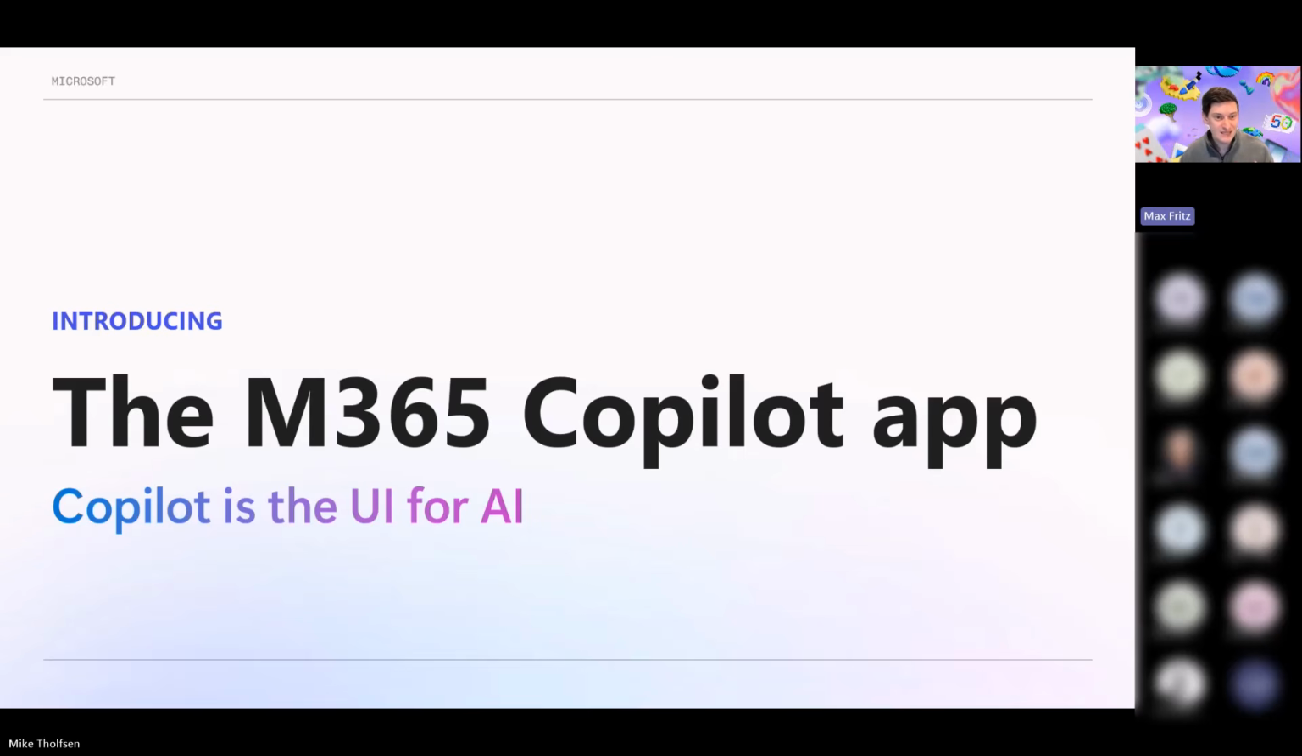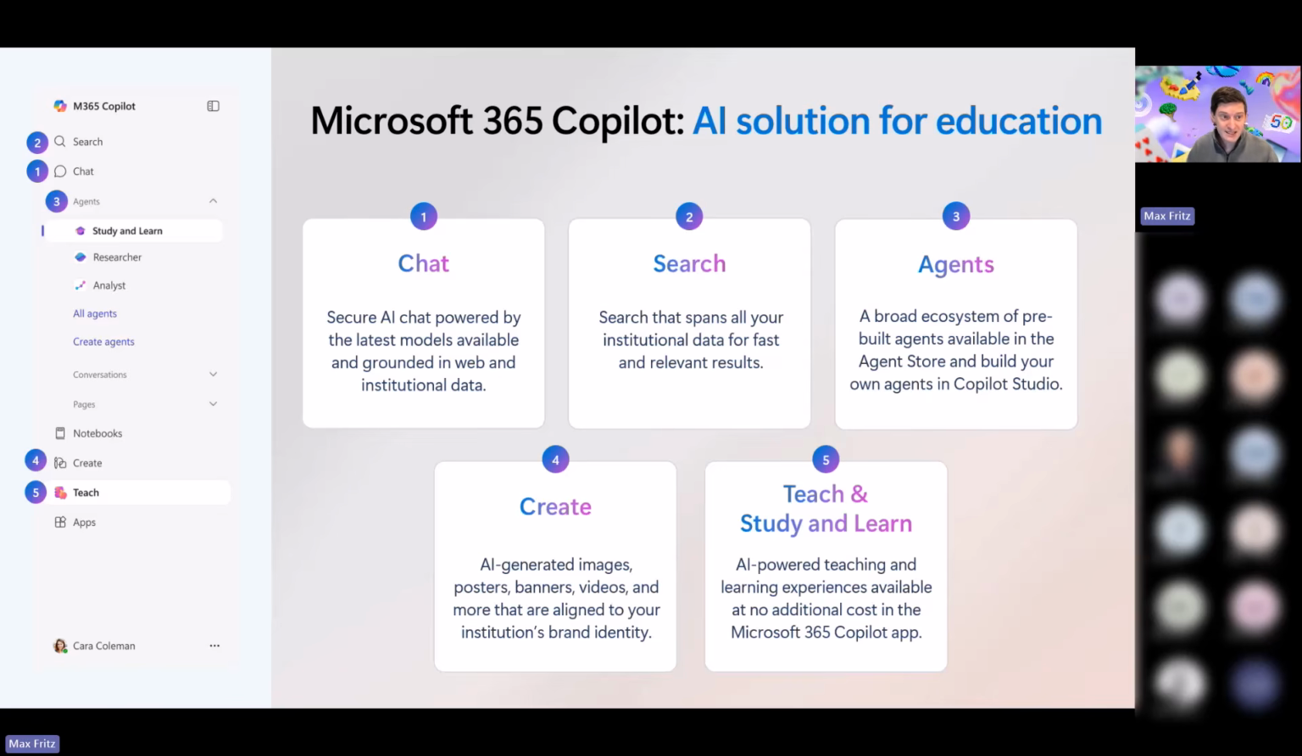So what is the M365 Copilot app? It is the new version, really, of Office.com. It is Office.com powered by AI. So you can get there going literally to office.com right now, or Microsoft365.com, or m365.cloud.microsoft, lots of URLs. We'll do some hands-on.